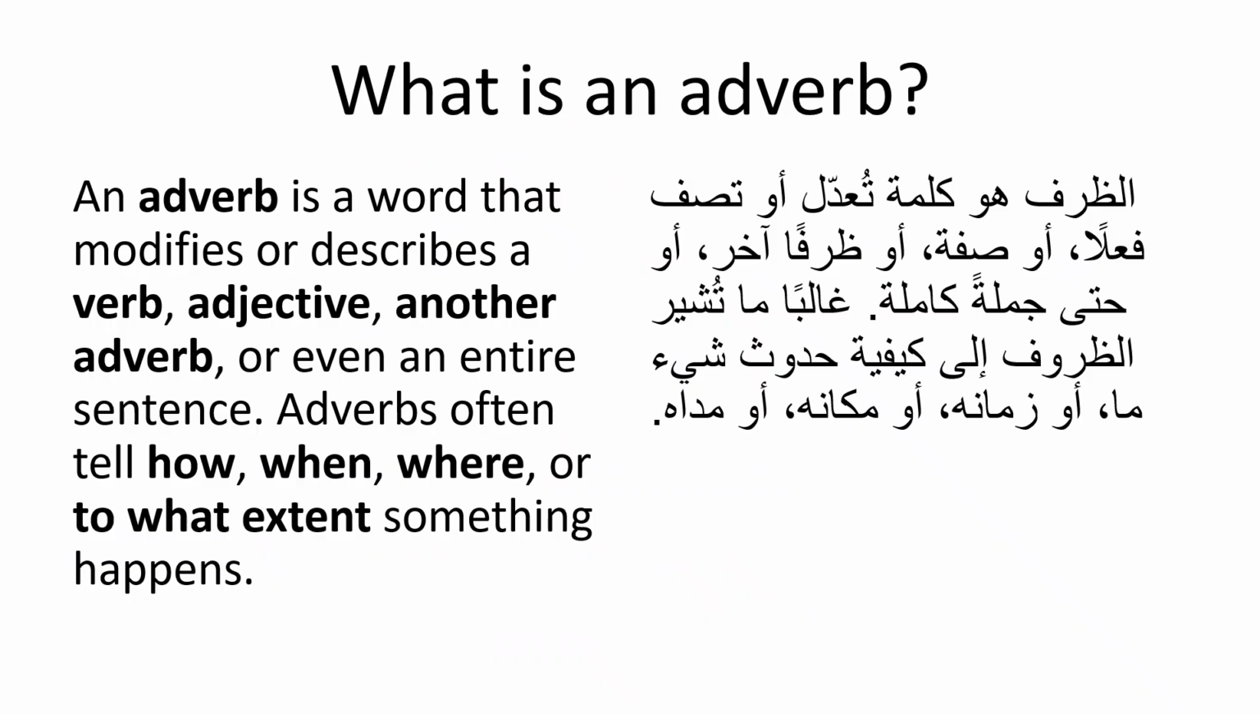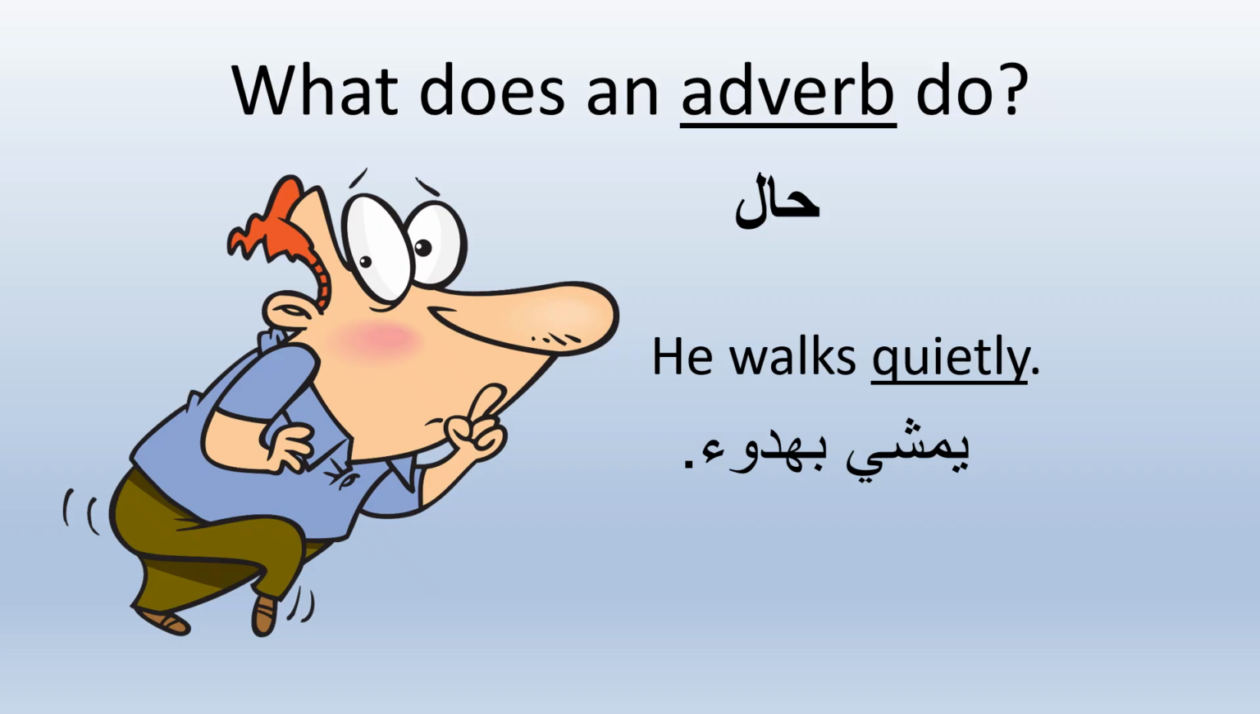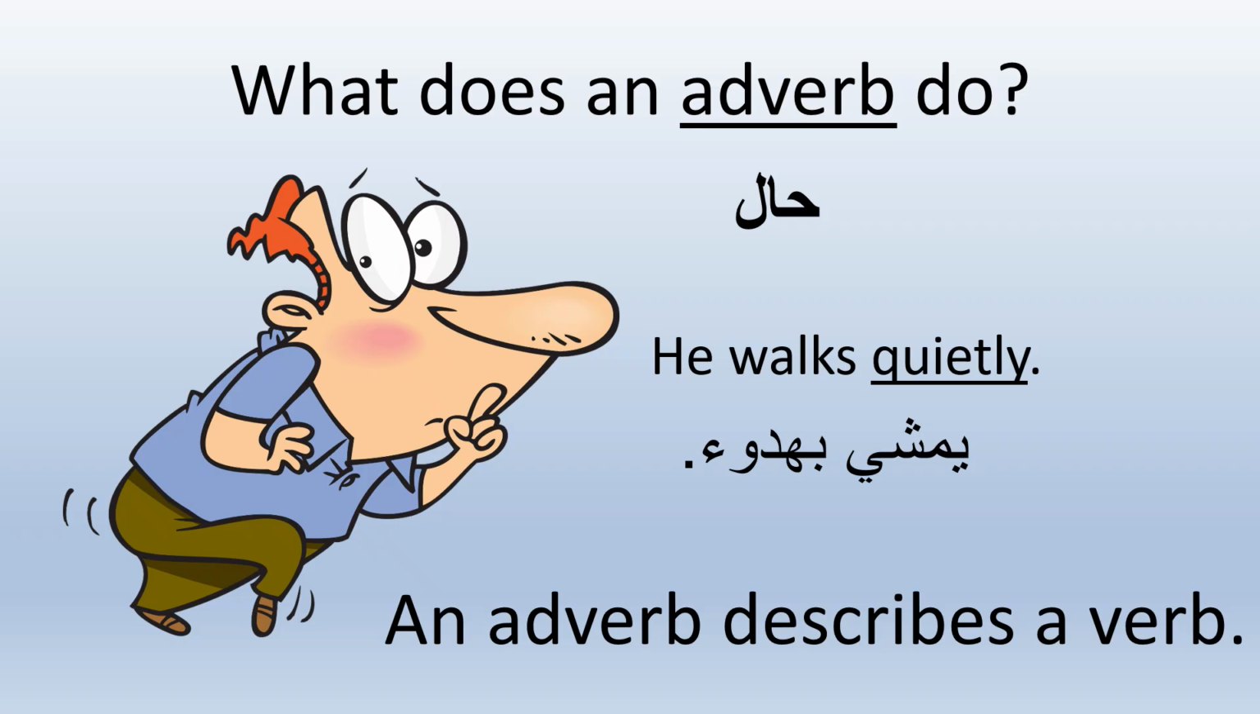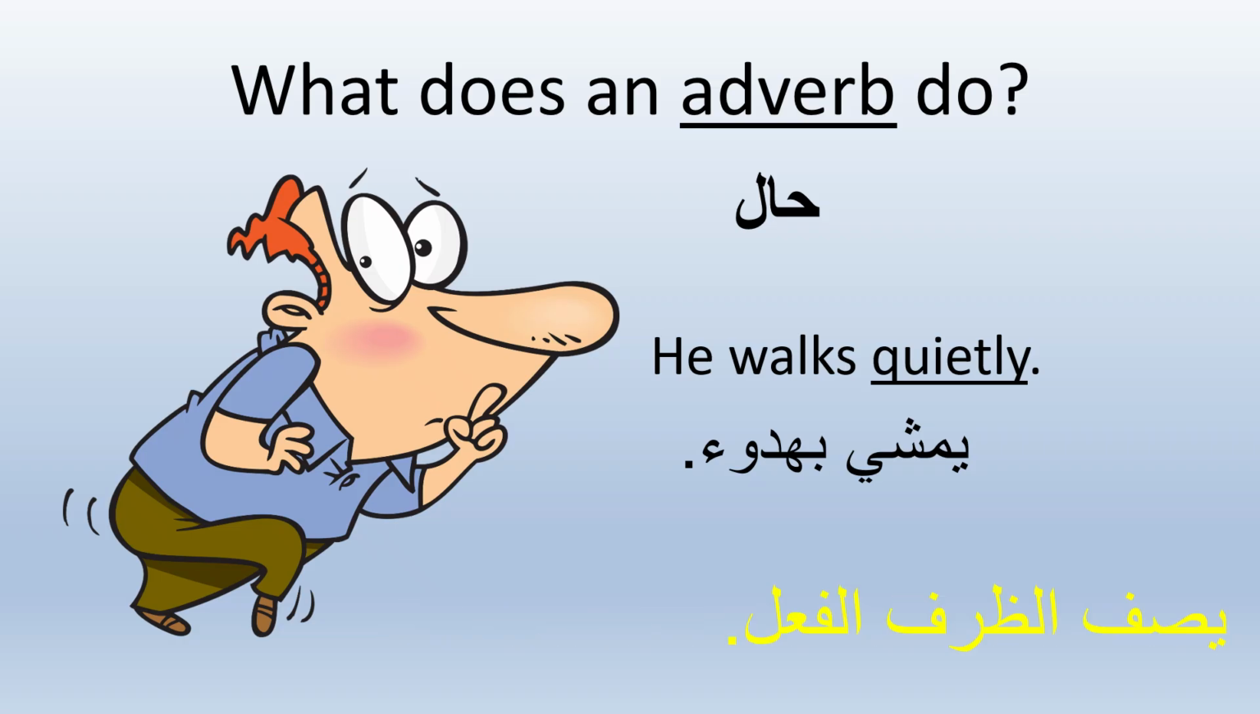What is an adverb? An adverb is a word that modifies or describes a verb, adjective, another adverb, or even an entire sentence. Adverbs often tell how, when, where, or to what extent something happens. What does an adverb do? An adverb describes a verb.